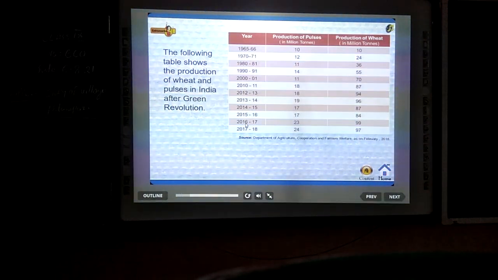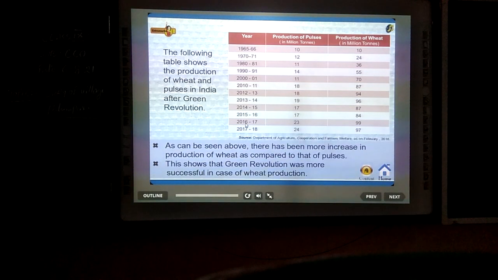The following table shows the production of wheat and pulses in India after Green Revolution. As can be seen above, there has been more increase in production of wheat as compared to that of pulses. This shows that Green Revolution was more successful in the case of wheat production.